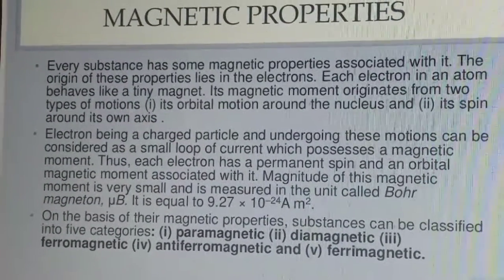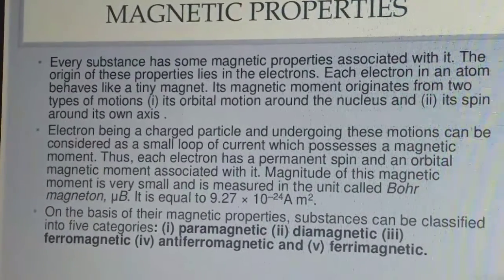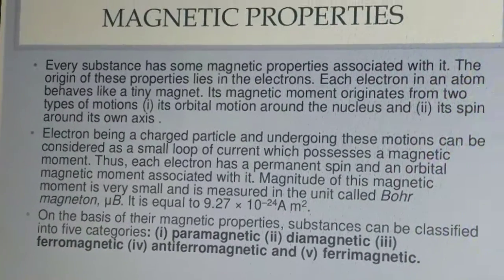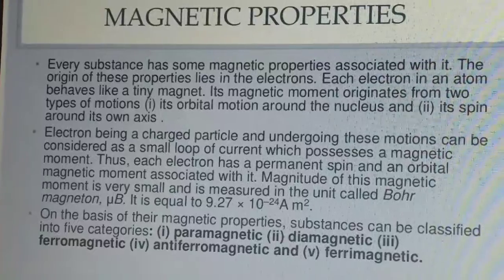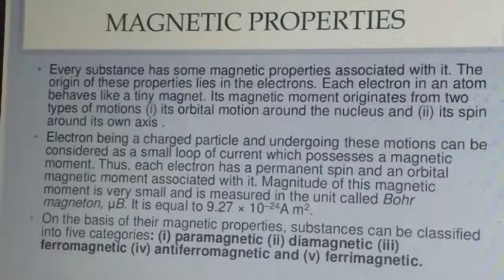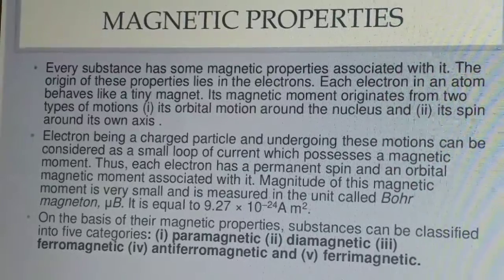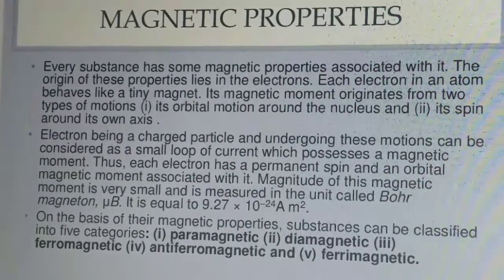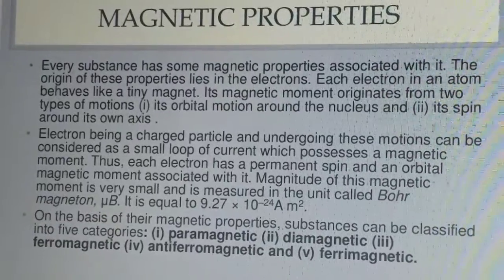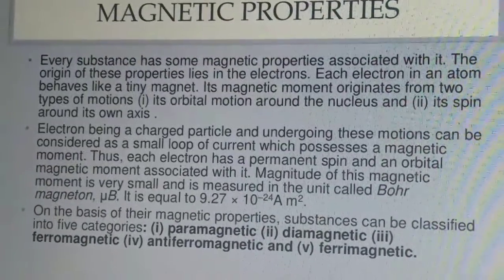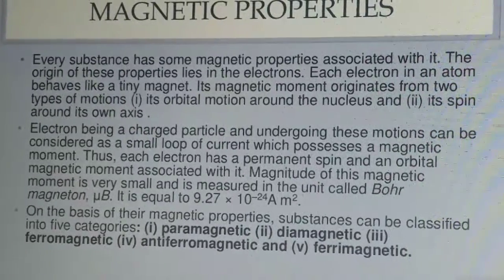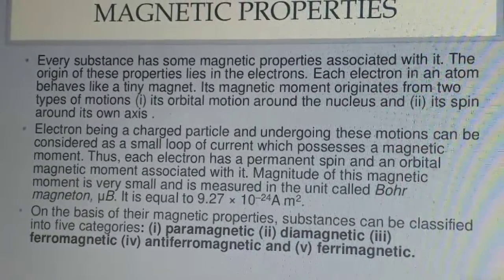So an electron, being a charged particle and undergoing these types of motions, can be considered as a small loop of current which possesses a magnetic moment. Thus, each electron has a permanent spin and an orbital magnetic moment associated with it. The magnitude of this magnetic moment is very, very small and is measured in the unit called Bohr magneton, BM, which is equivalent to 9.27 × 10^-24 A m^2.